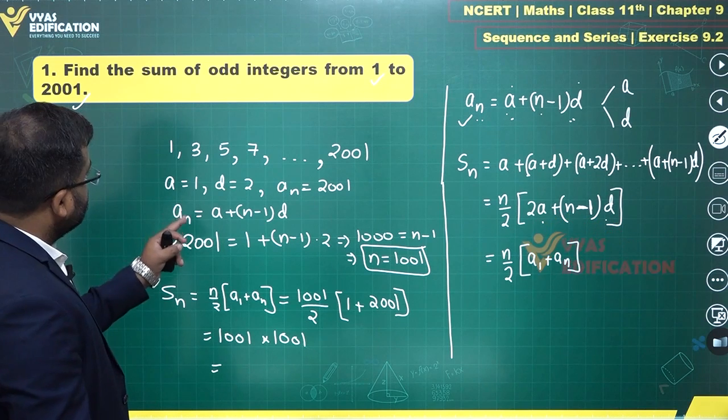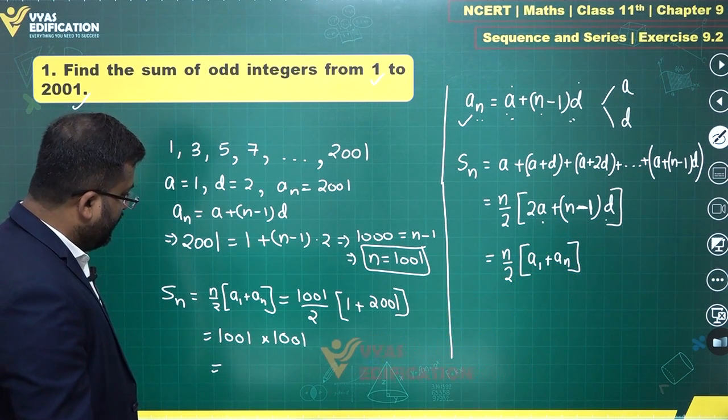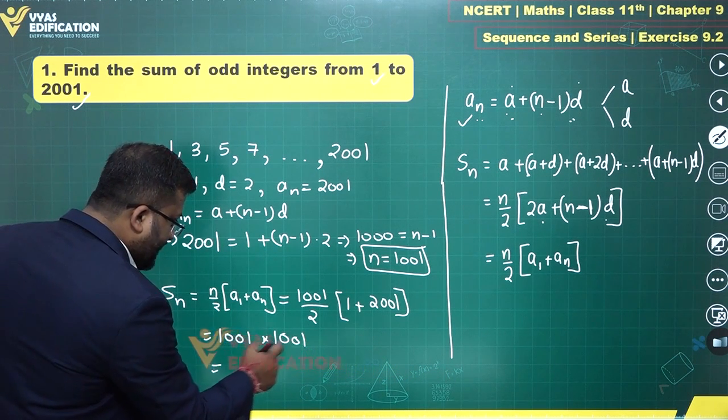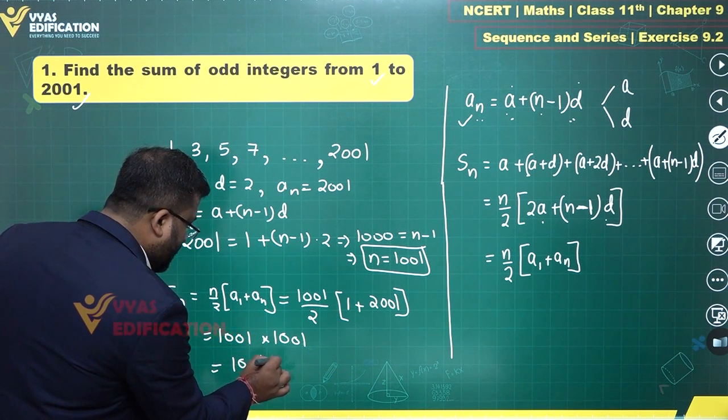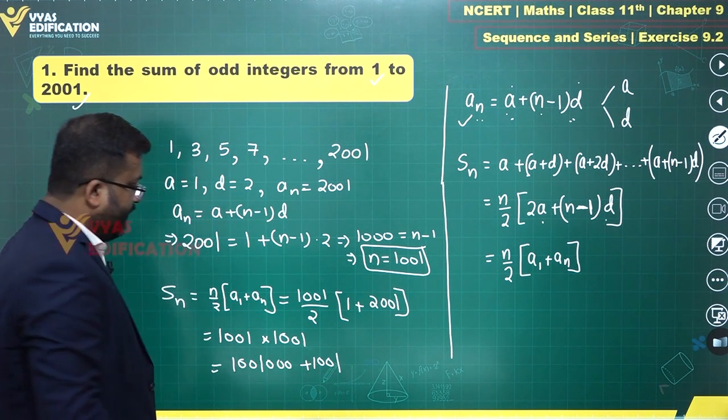1001, and then you have 0 and 0 being involved over here. So what you have over here is, let's see, 1001000 plus 1001. That is what you need, right?